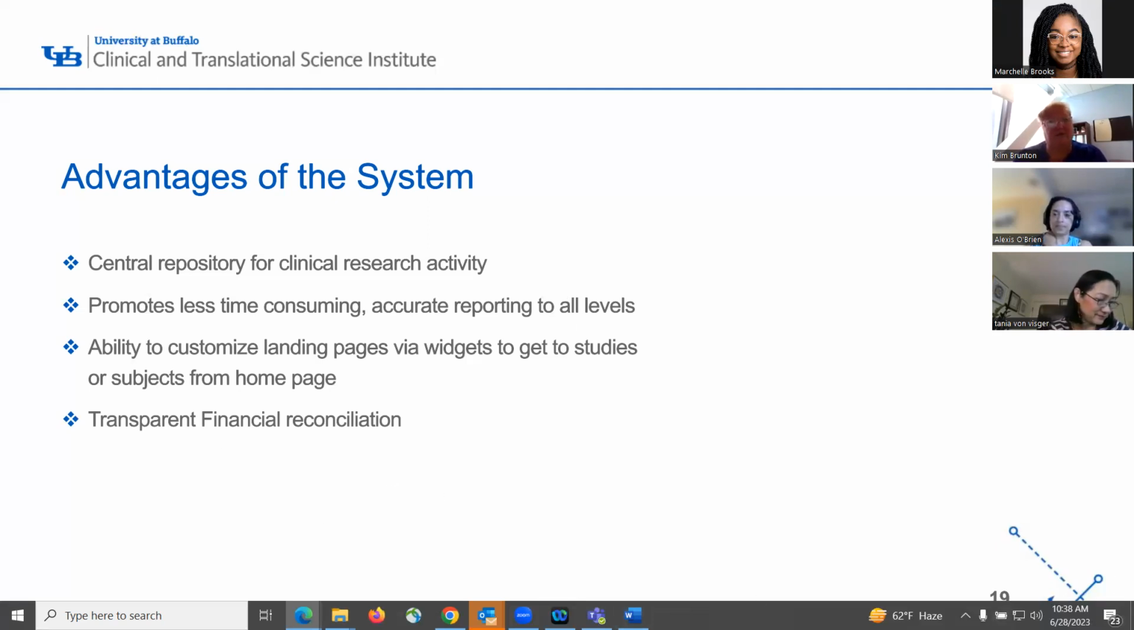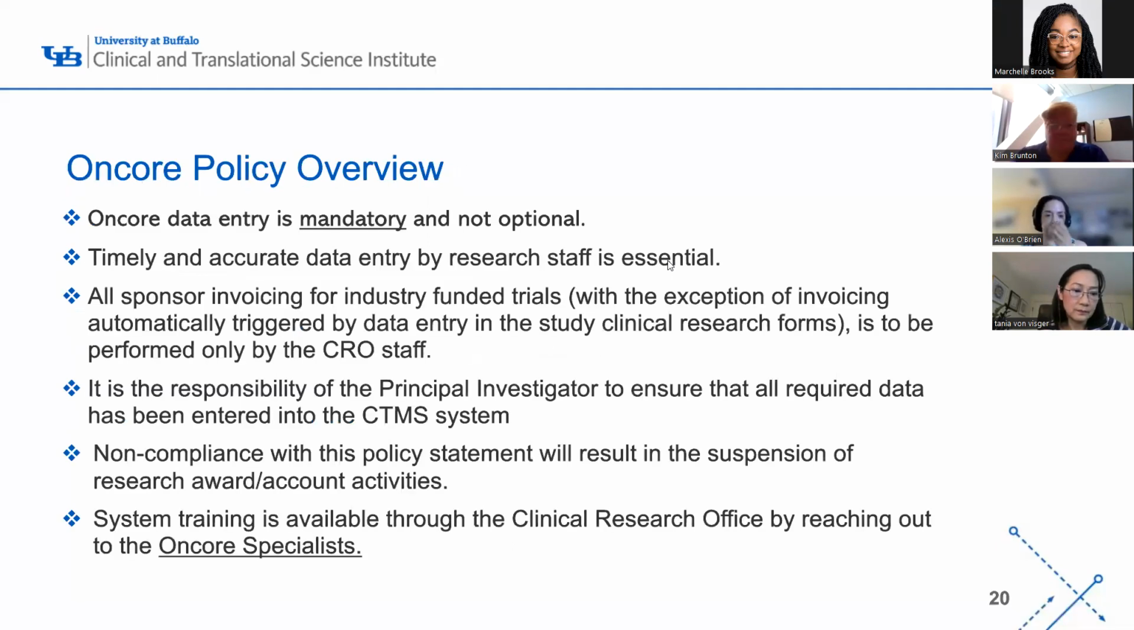All right, I'm going to very quickly go over the OnCore policy. I think it's a 3-page or 4-page policy, and nobody likes reading a policy. So it is available on the website, but I'm going to hit the highlights. Data entry is mandatory. It is not optional. We do ask for timely and accurate entry from the research staff, because it is essential for a lot of the reporting, a lot of the financial management, all of the things that we do within the system.